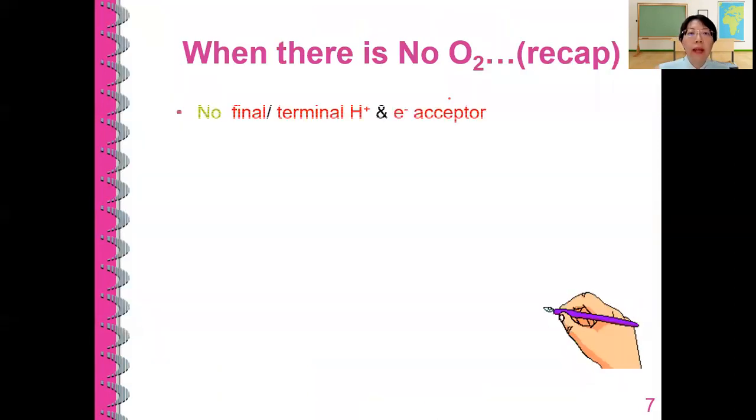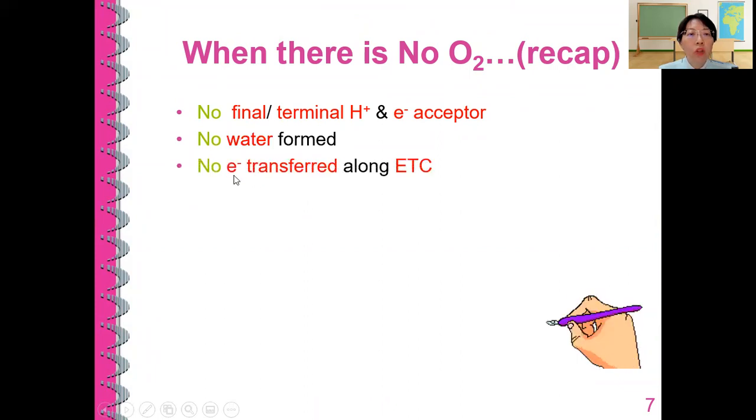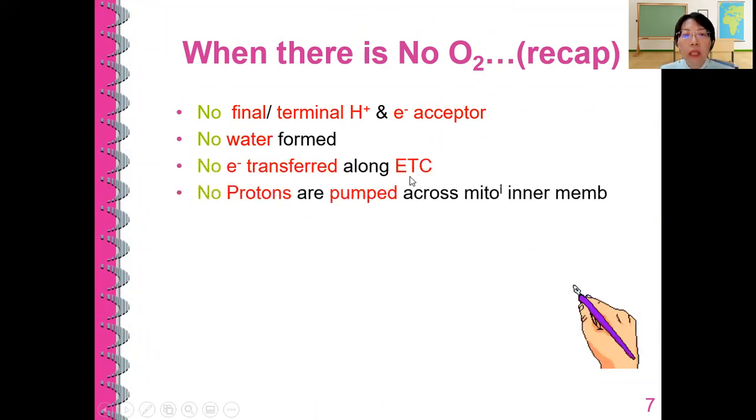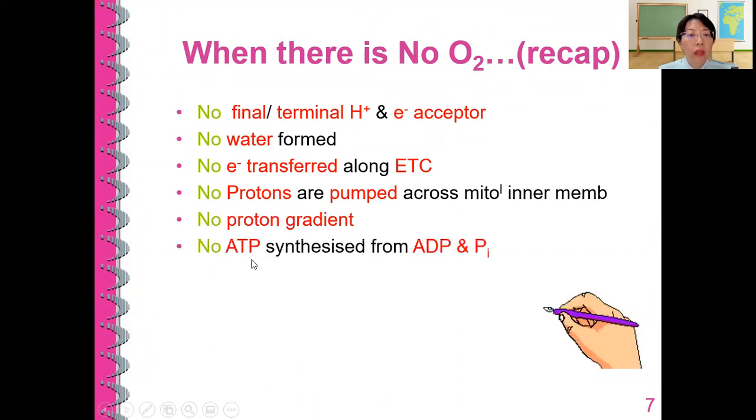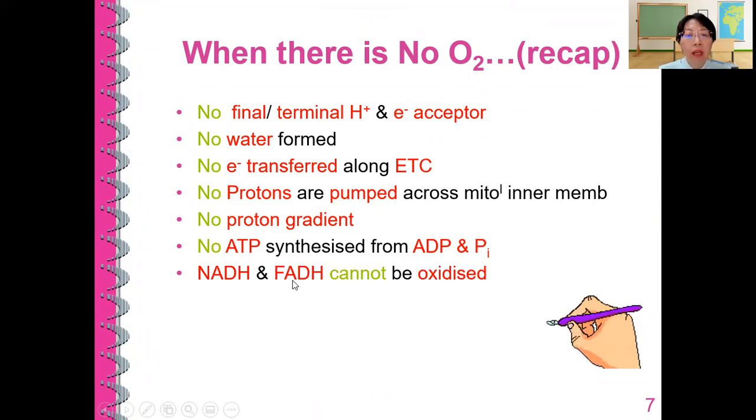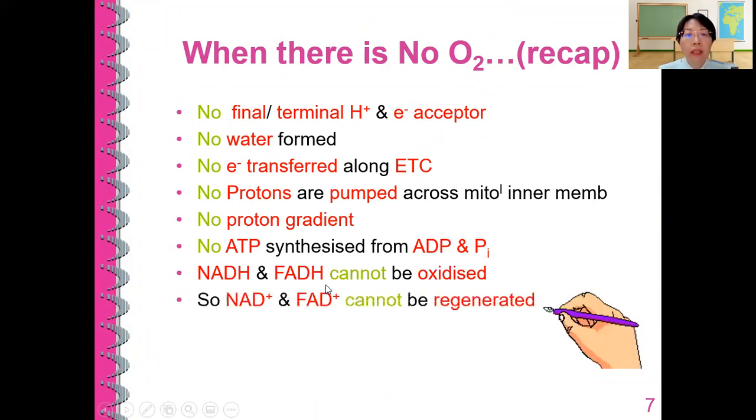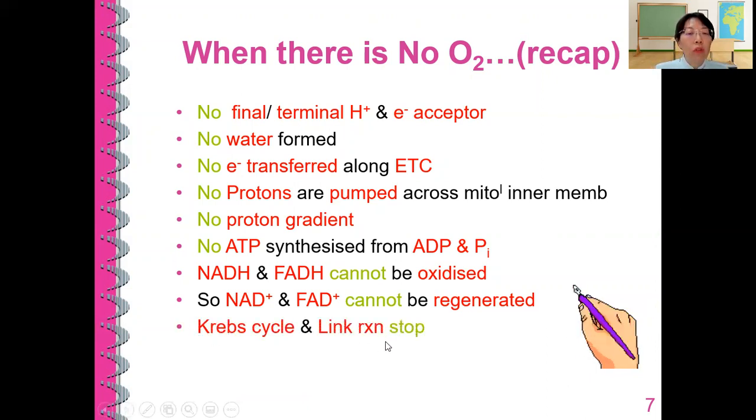Okay, so let's look at it. When there is no final or terminal proton and electron acceptor, there'll be no water formed, no electrons being transferred along the ETC. So no protons will be pumped across the mitochondrial inner membrane, no proton gradient, and no ATP can be synthesized from ADP and Pi. So NADH and FADH cannot be oxidized, and NAD+ and FAD+ cannot be regenerated. Okay, so are you all clear on this part now? So now the Krebs cycle and link reaction will stop.